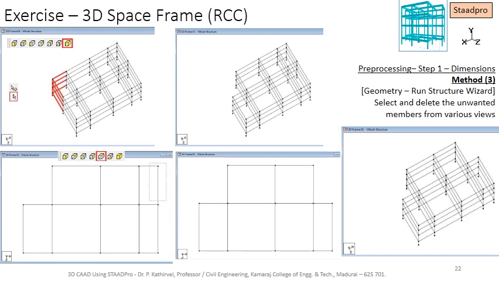So this is method 3 to generate the model with the dimensions. So any one of the above 3 methods shall be adopted to model the frame with the dimensions.